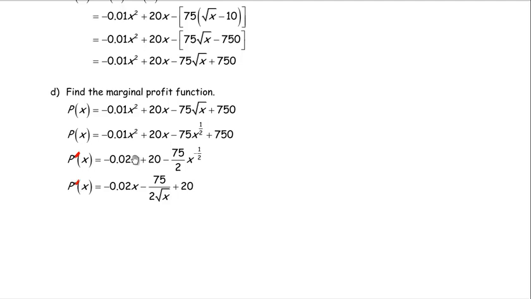Pretty hard to see there a bit. So the 2 comes down and multiplies by negative 0.01, so negative 0.02x. Derivative of 20x would be 20. Derivative of 750, since the constant is 0, that's why there's no 750 here anymore.